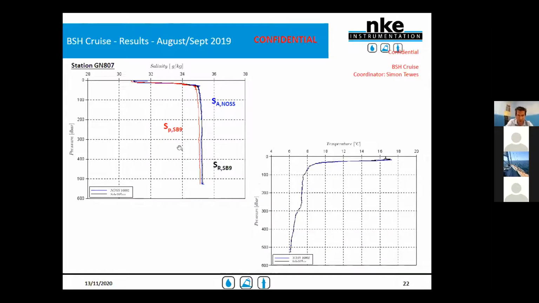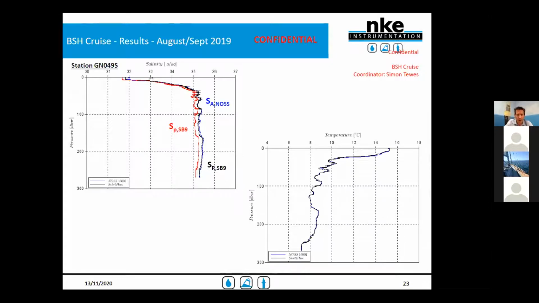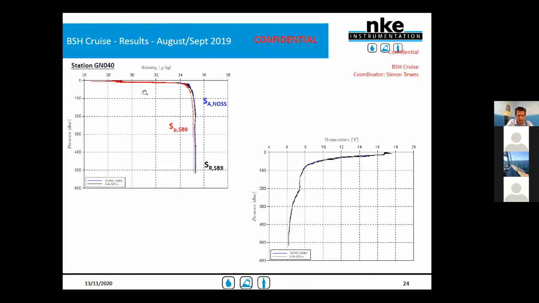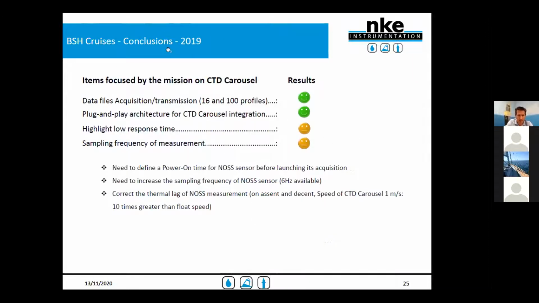Another station example, with the NOSE sensor compared to the practical salinity of the SB9 and the reference salinity of the SB9. We have a very good behavior. Another station here, we have a very good profile. Another station, GN014. As we can say on this cruise, we have a very good acquisition of data, very good transmission, and a very good plug-and-play architecture for CTD carousel integration.